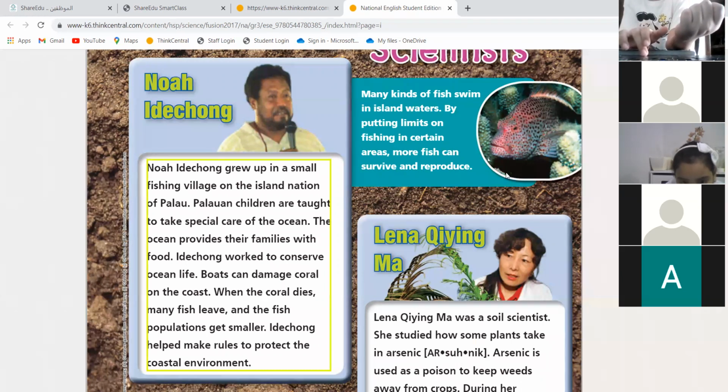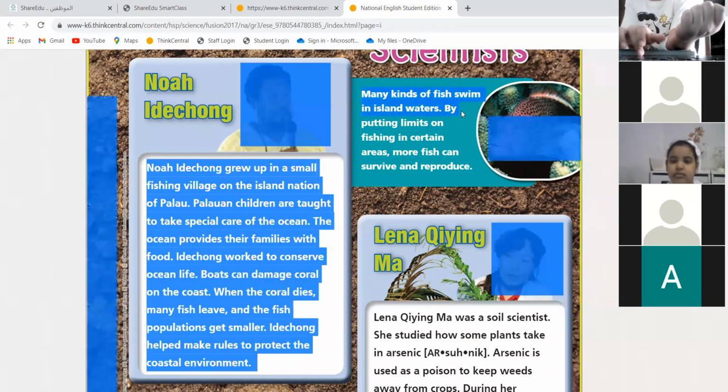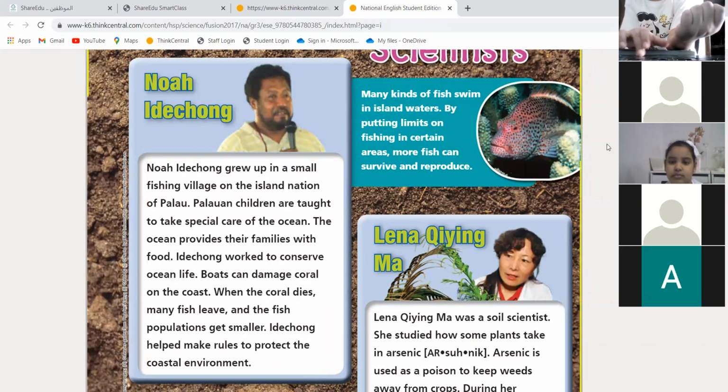Now, many kinds of fish swim in island waters, okay? By putting limits on fishing in certain areas, more fish can survive and reproduce. So you can find so many fish in island water. You cannot find them in the lake, at the beach, or at the river. You can find them only in island water.